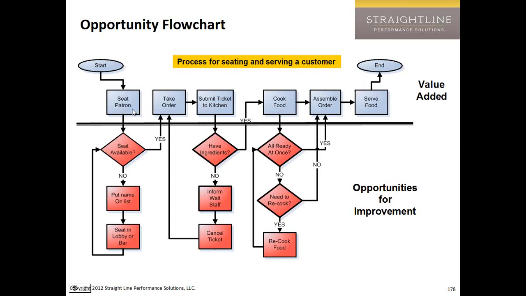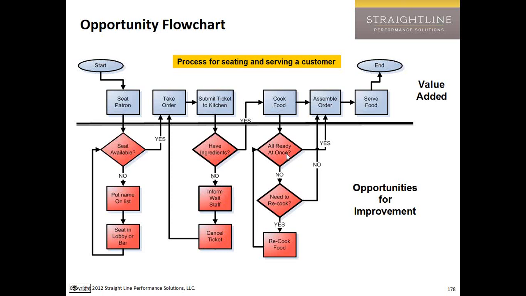And so what I've got here is seating the patron. Is the seat available? Oh, it's not. We put your name on a list and you sit in the lobby or the bar. And we just know from experience that there is a lot of churn and customer dissatisfaction in that particular area. And you know what, there's no value add when we say your name's on the list. Nor is there value add when we don't have the ingredients and have to cancel the ticket. Or when we put the order together for, say, a family and we're missing certain things.